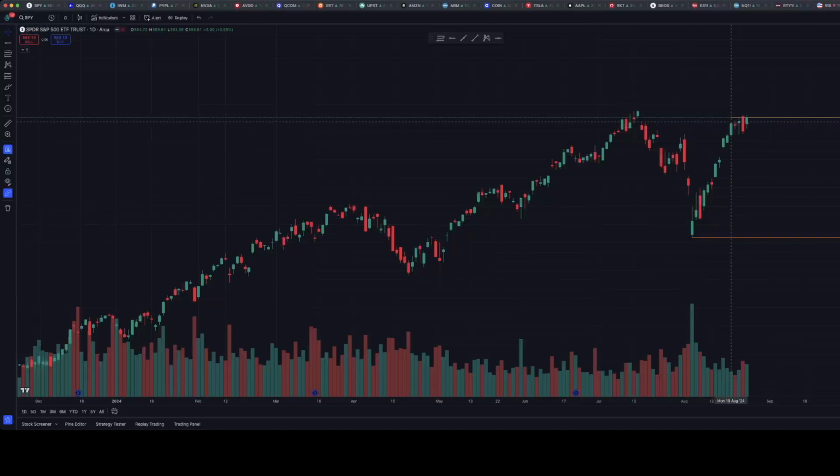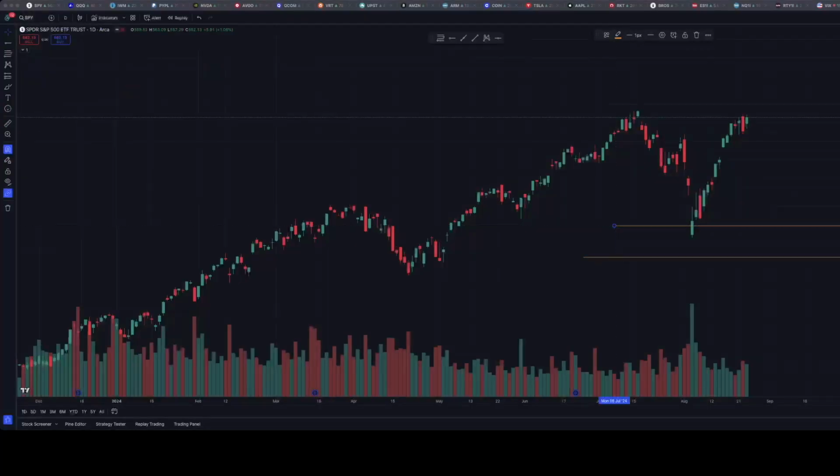So I like to put it on the daily, and we'll see that. Let me check my notes to make sure I'm right, but I believe the last NFP print was August 2nd. Well, you'll always know it's the first Friday of every month. So here's SPY. What I like to do is August 2nd right here, high and low. That simple. And let's see what kind of happens here.